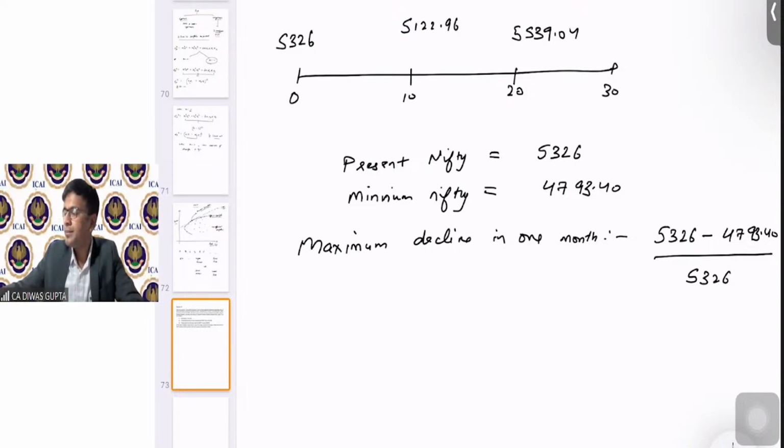Okay, students. So minimum, yes, Tanisha, you're right. Minimum Nifty can go to 4793.40. Hence, the maximum decline that is tolerable in a particular month is only 10%.